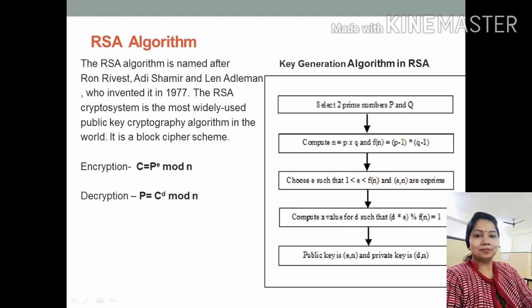There are two keys which are computed here, that is a public key and a private key. As we know, this RSA algorithm is a public key encryption technique, that is we use two keys, public and private. Then we have shown here the encryption and decryption formulas: C is equal to P to the power of e mod n, that is encryption, and P is equal to C to the power of d mod n. C is used for ciphertext, P is used for plain text, and n is the number which is generated in the algorithm as shown in the diagram.